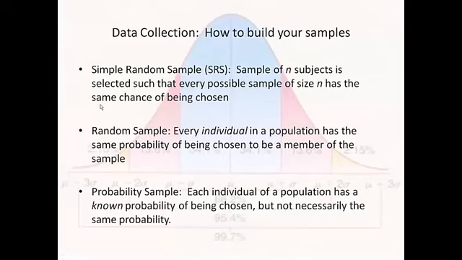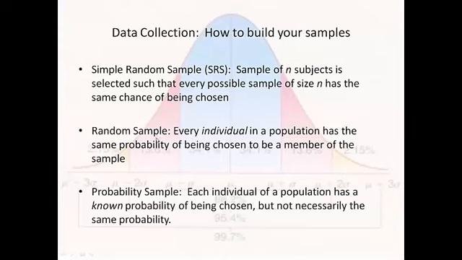Now that's different from a random sample. In a random sample, every individual in the population has the exact same probability of being chosen to be part of the sample. There's a distinction there. Think of the simple random sample as the sample being randomized, versus just a random sample where the individual is being randomized. Then there's something called a probability sample. That's where each individual in the population has a known probability, but it's not necessarily the same probability for every individual in the group.